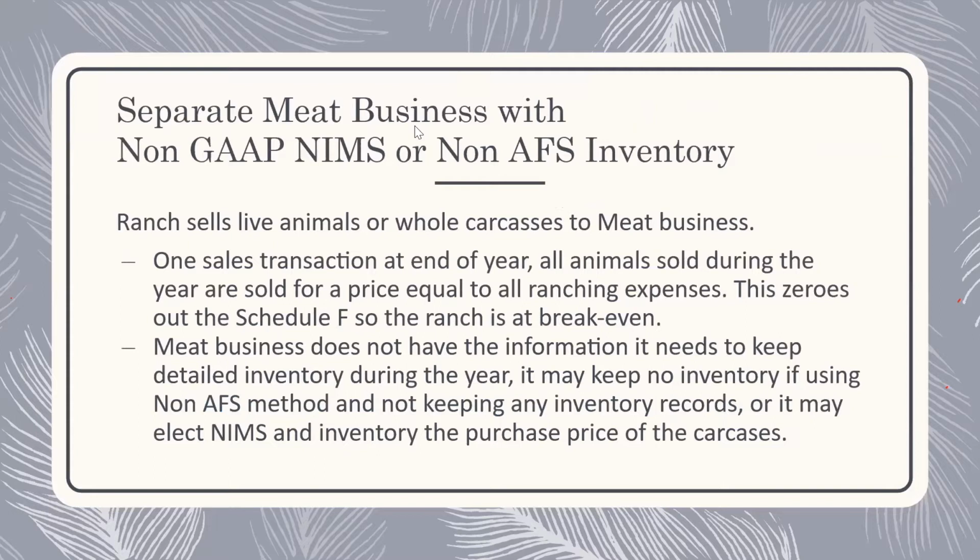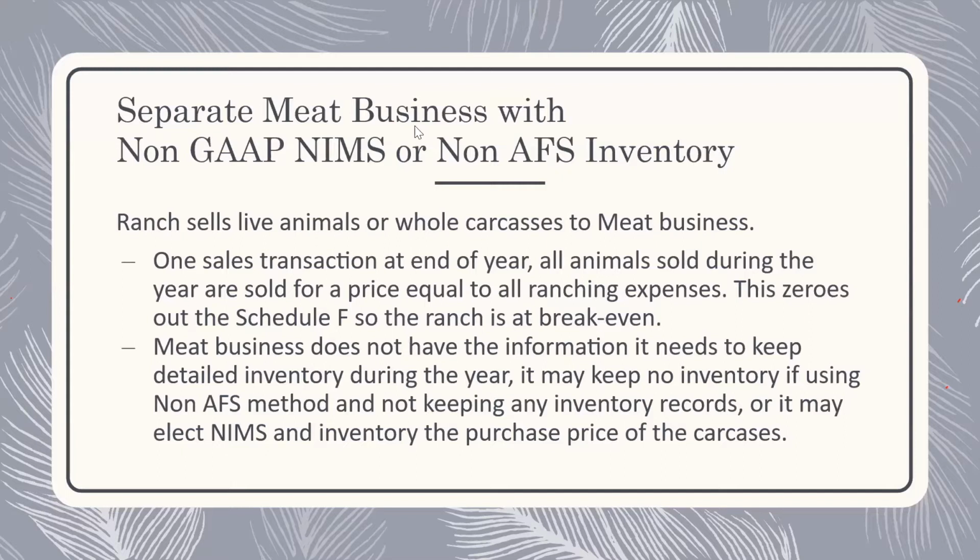So the last question here is getting into this cost basis business. If you've done this, you've separated it, you have this new meat business. Is it one sales transaction at the end of the year? This is the simplest way you could do it, right? One sales transaction, however many animals you sold during the year is one sale.